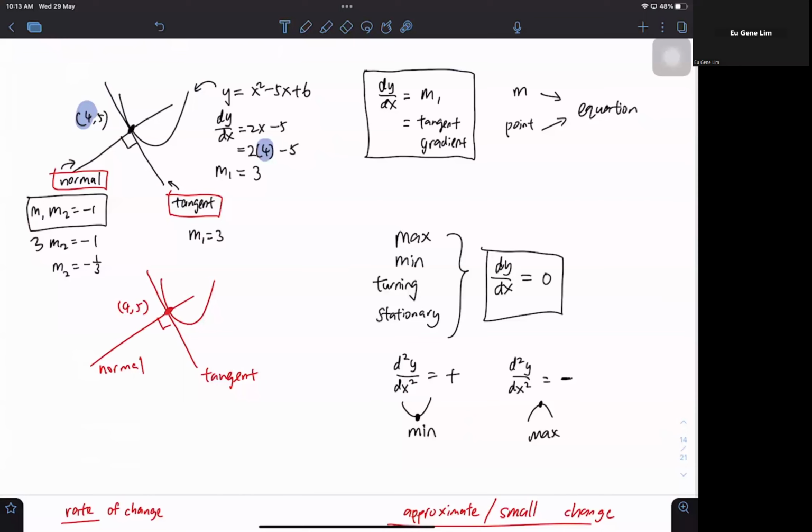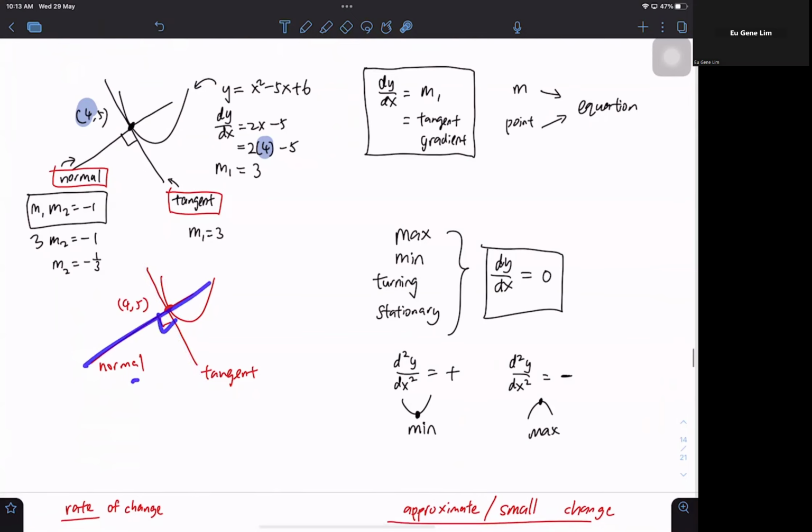Understand? So first you draw a curve, and then you draw a point, and then there's a line that goes through that point called the tangent. Then there's another line called the normal that is 90 degrees to the tangent. That's how you draw it. So when we find the gradient also, we always find the tangent first. Remember, tangent is M1, normal is M2.